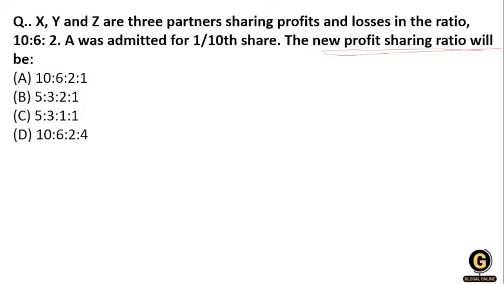X, Y, Z are the three partners who share the profit and losses in the ratio of 10:6:2. A was admitted for 1/10 of the share. The new profit sharing will be... So how do we calculate? First thing we have to see is the old ratio, that is X, Y and Z, which is 10:6:2. This is our old ratio.